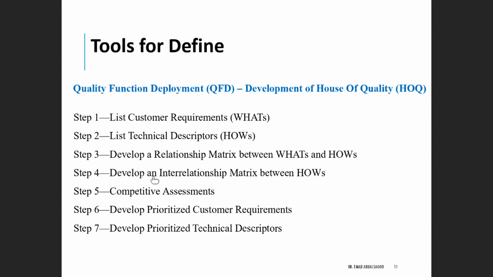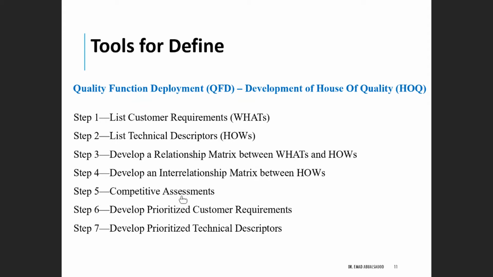Develop an internal relationship matrix between hows, between the technical descriptors. Put a relationship matrix, and the reason is you have to identify if the technical requirements are related to each other, or if they can be separated in terms of the assembly, in terms of the manufacturing from a third party, how they are depending on each other, so the specification between them, or how they affect each other. So a relation between the customer requirements and technical descriptions. Then a relation between or among the technical descriptions. This is the 4th step.